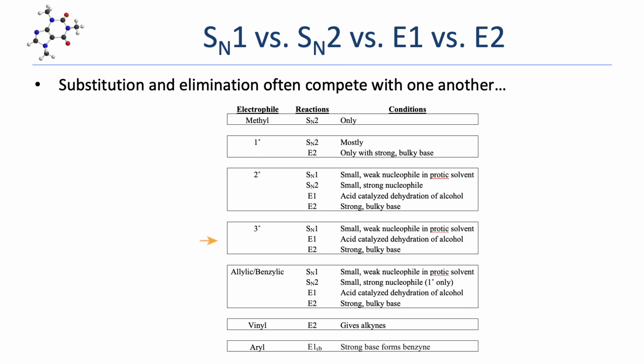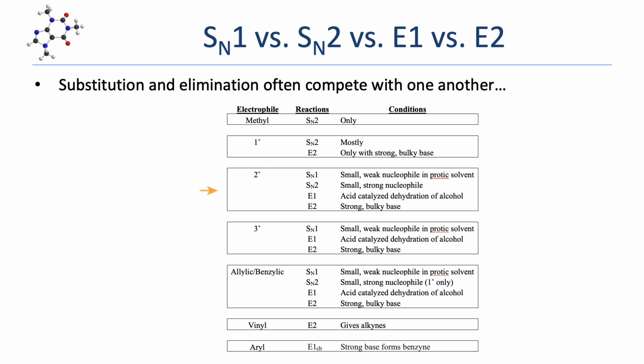In the middle of the table, we can see that tertiary carbons with a leaving group attached will generally favor SN1 when treated with a weak nucleophile and a protic solvent. The reaction will favor E1 in the instance of an acid-catalyzed dehydration of an alcohol, and E2 can be favored using a strong, bulky base, typically in an aprotic solvent.